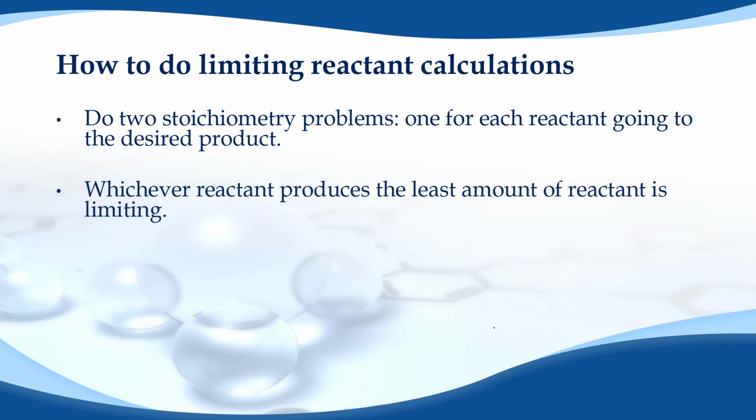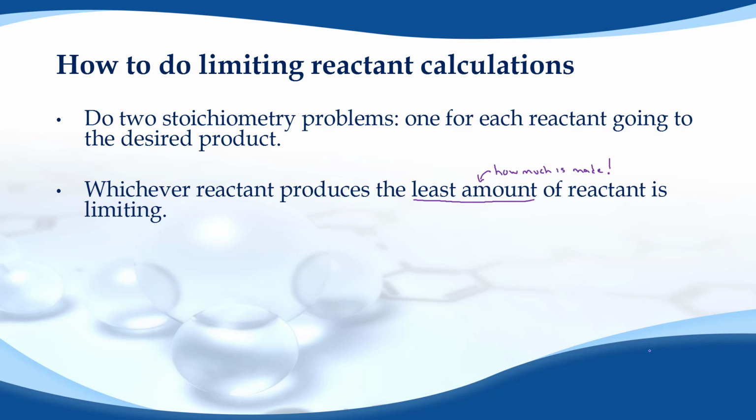Whichever reactant produces the least is the limiting reactant. That smallest amount is how much of your product you're going to make. Do not add the amounts together. Do not subtract the amounts. Those are two common mistakes people make. You just pick the smallest answer, and that's your final answer.